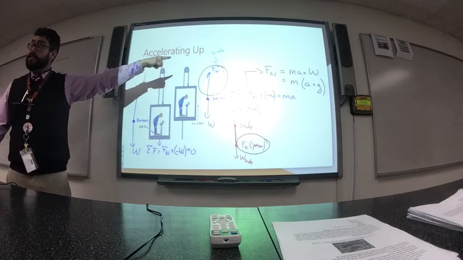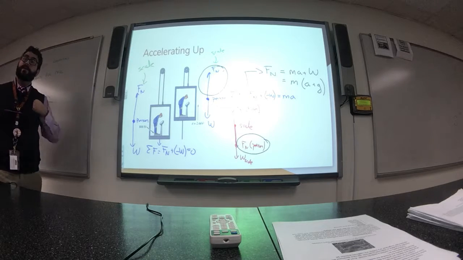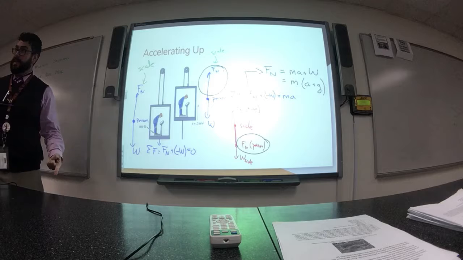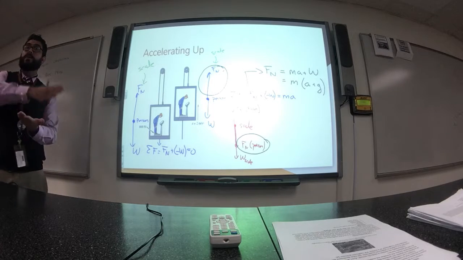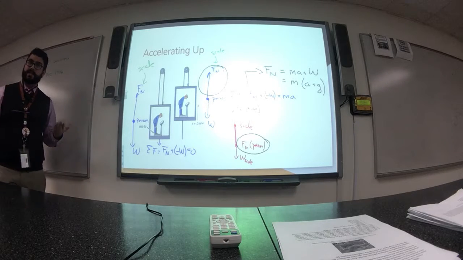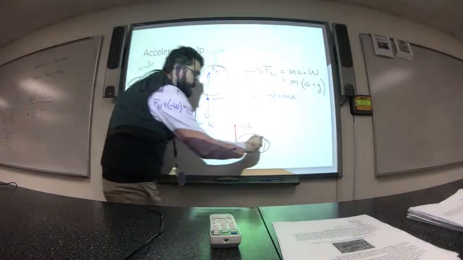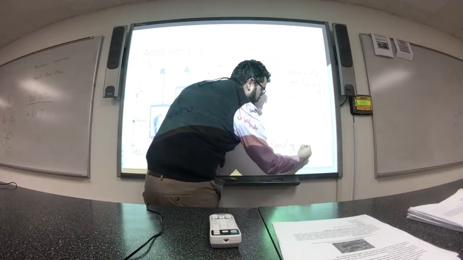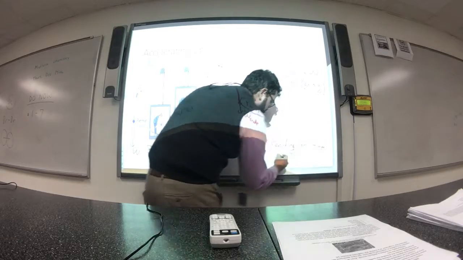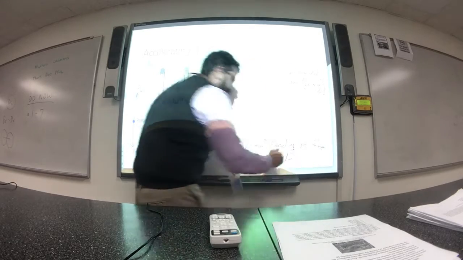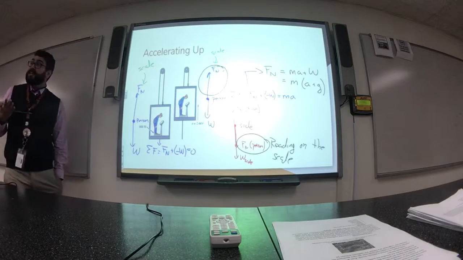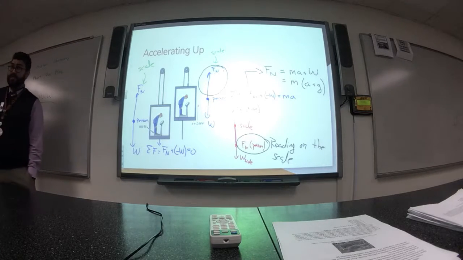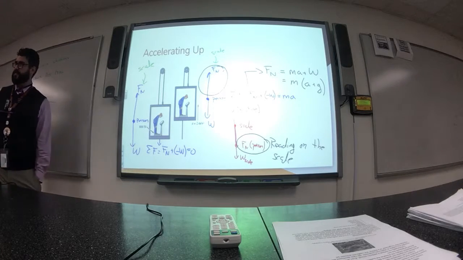And that normal force represents how much I am interacting with my surface. And that represents the number that the scale is going to give me. This would be the reading on the scale. It would give me the proof that I am actually getting heavier. Right? Does that make some sense?